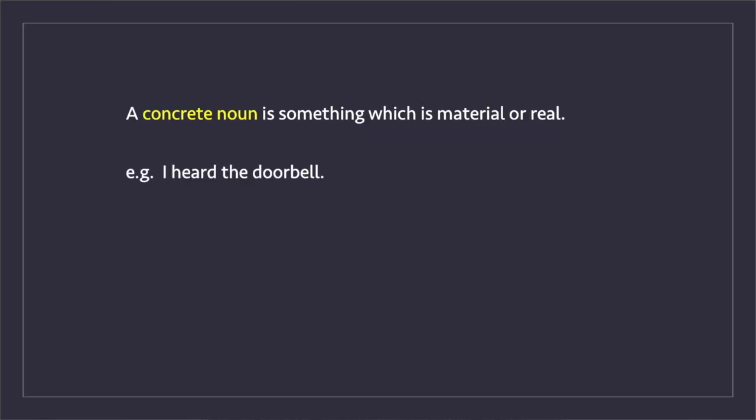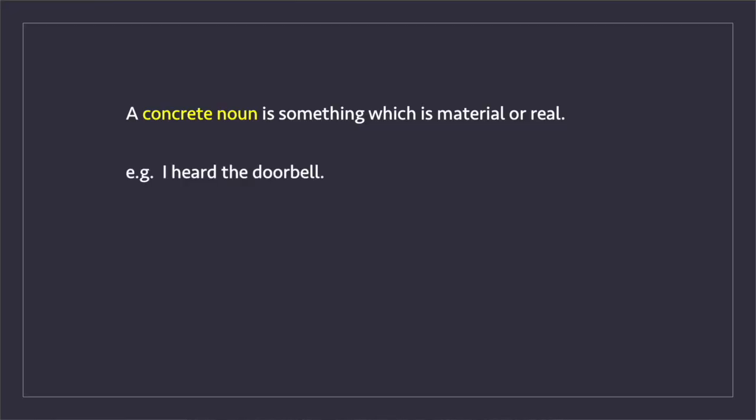A concrete noun is something which is material or real. Well, that means you can feel it with the help of your senses, namely the sense of sight, hearing, smell, taste, and touch. And the concrete nouns can be singular or plural. So let's have some examples here.